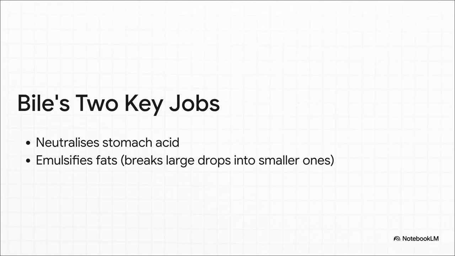But these enzymes need a little help. They can't do it all on their own. That's where bile comes in. It's made in the liver, and it has two super important jobs. First, it neutralizes that powerful acid sloshing around from your stomach. That creates the perfect, safe environment for the enzymes to get to work. And second, it emulsifies fats. That sounds complicated, but all it means is it takes big, greasy blobs of fat and breaks them into tiny little droplets. This gives the lipase enzyme way more surface area to attack, making digestion so much more efficient.